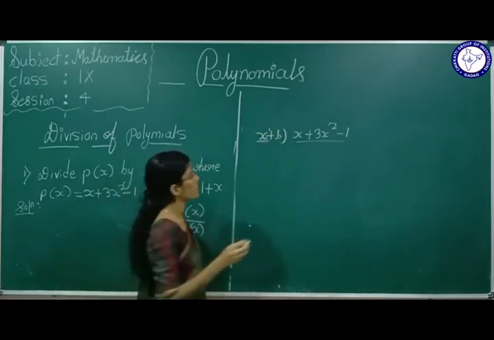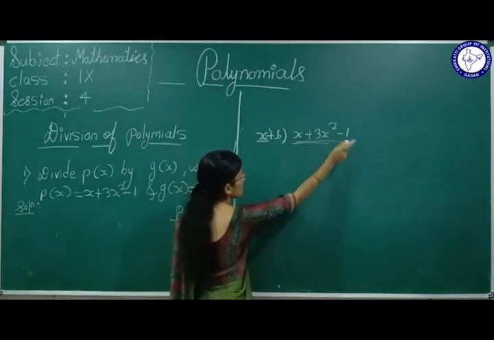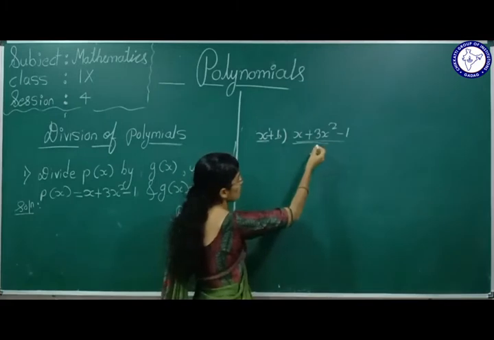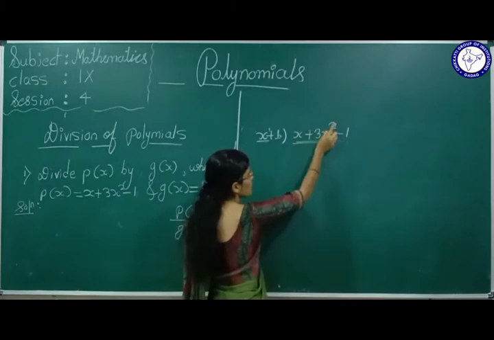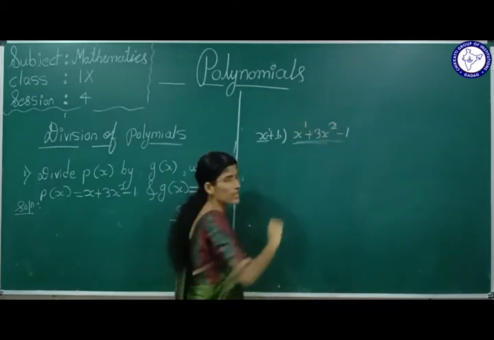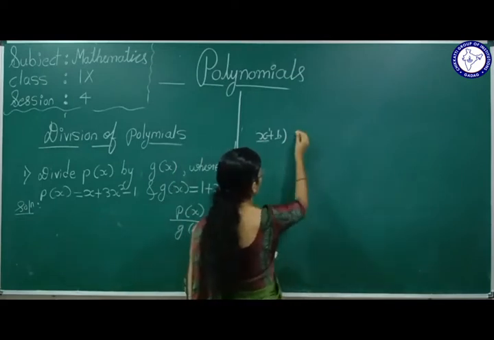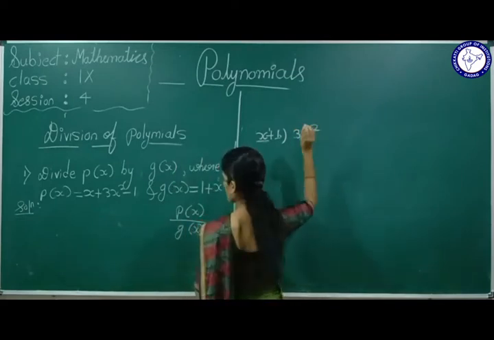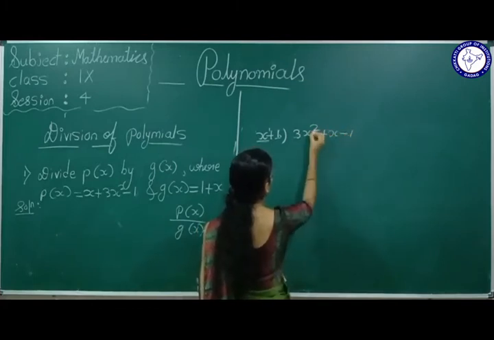Now see here, x plus 3x square minus 1 is there, no? This you have to write in decreasing order by seeing the variable powers. Here 2 is there, here 1 is there. Write this in decreasing order. That is, 3x square plus x minus 1. Now see here, the degree is 2.